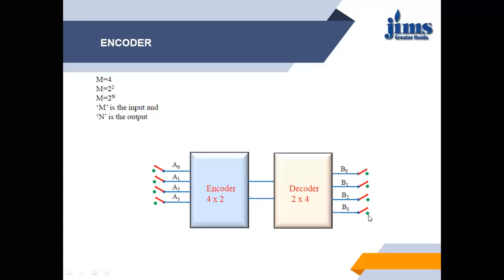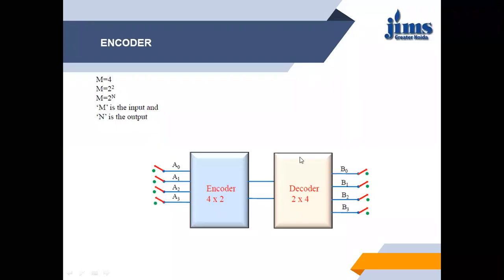When we are transferring information, suppose we have to transmit 4 bits of information without the help of the encoder and decoder, then we need at least 4 data lines between the transmitter and the receiver. Suppose this is your transmitter, this is your receiver, and this is your channel. In that case we need four data lines. When we use an encoder to encode the binary code, it is encoded to two outputs. Now we need only two data lines to transmit the information.